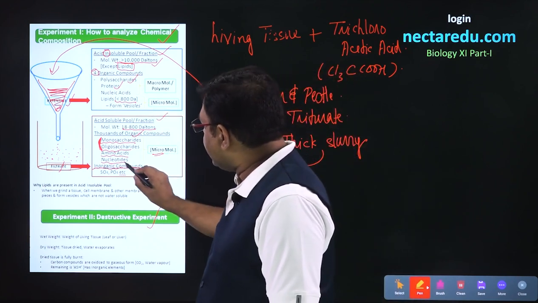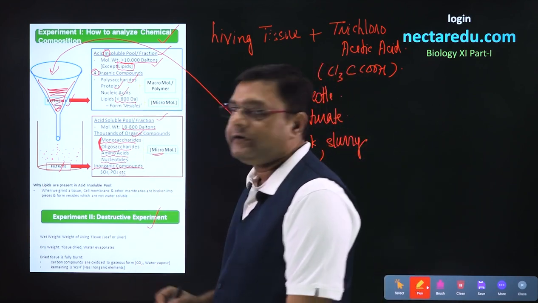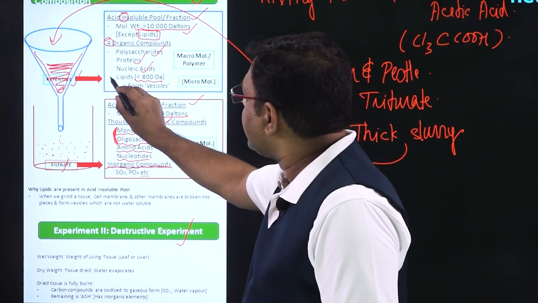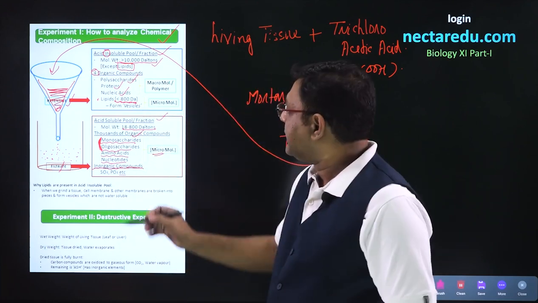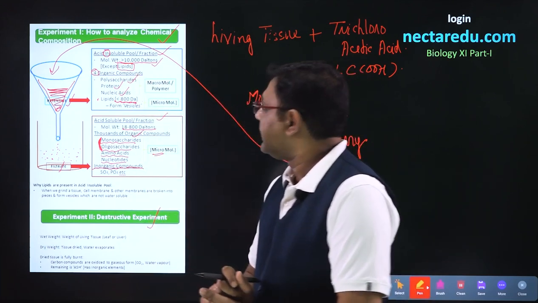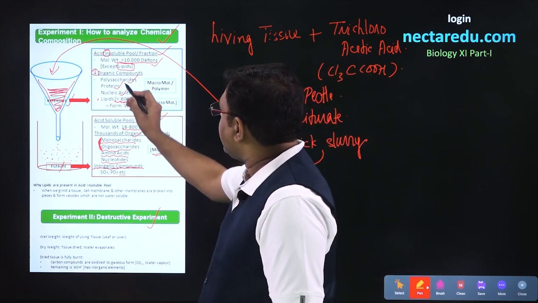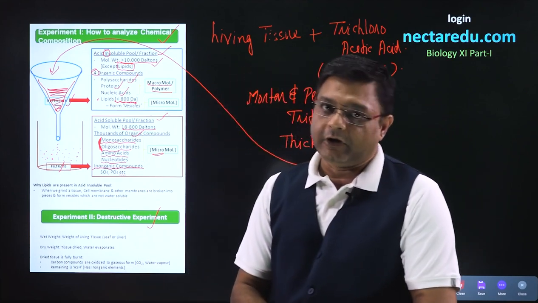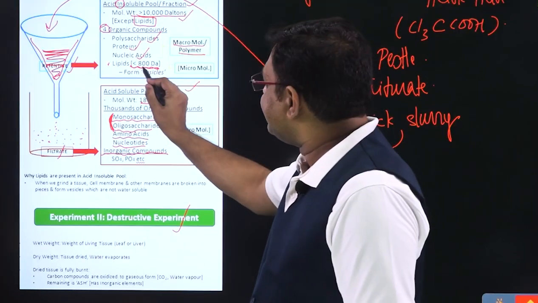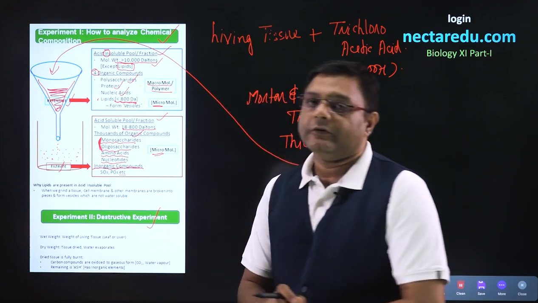Then nucleotides were present here, but nucleic acids are present over here. And the exception were the lipids. Its molecular weight was less than 800 dalton, but still it was present in the acid insoluble pool. Now, these three compounds are the large compounds, so we will call these as macromolecules or polymers. But lipids were small compounds, so these will be called as micromolecules.